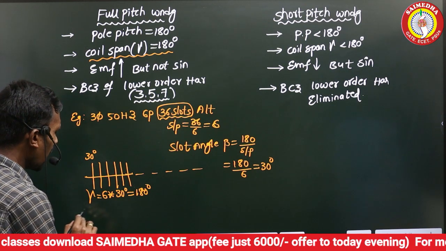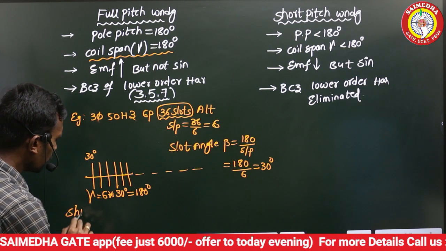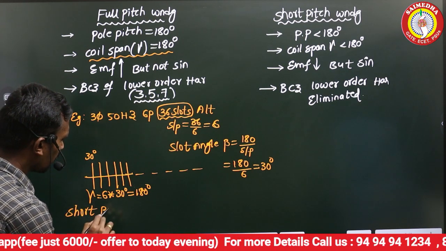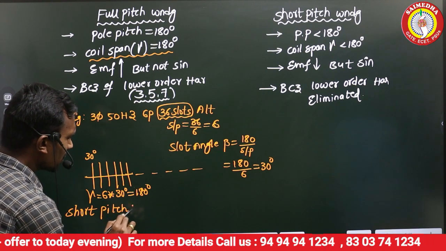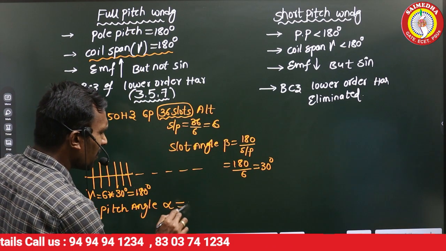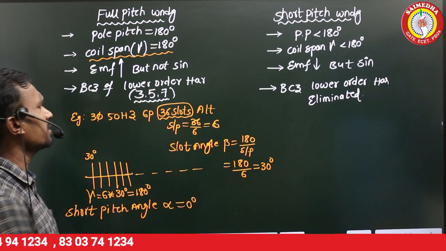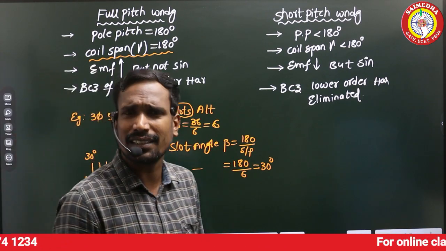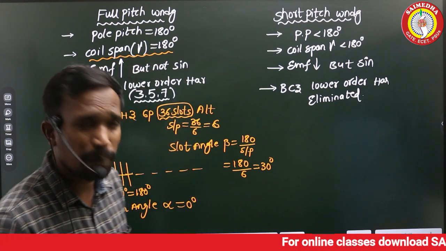What is the short pitch angle? Do you know? Short pitch angle. The short pitch angle is denoted with alpha. Here alpha is equal to 0 degrees. There is no short pitching here. That's why it is called full pitch winding.